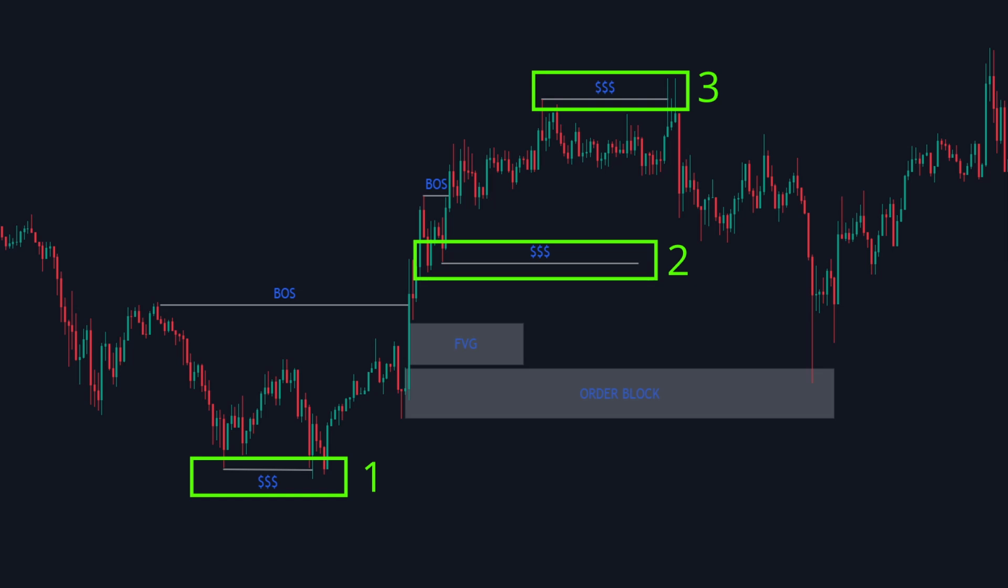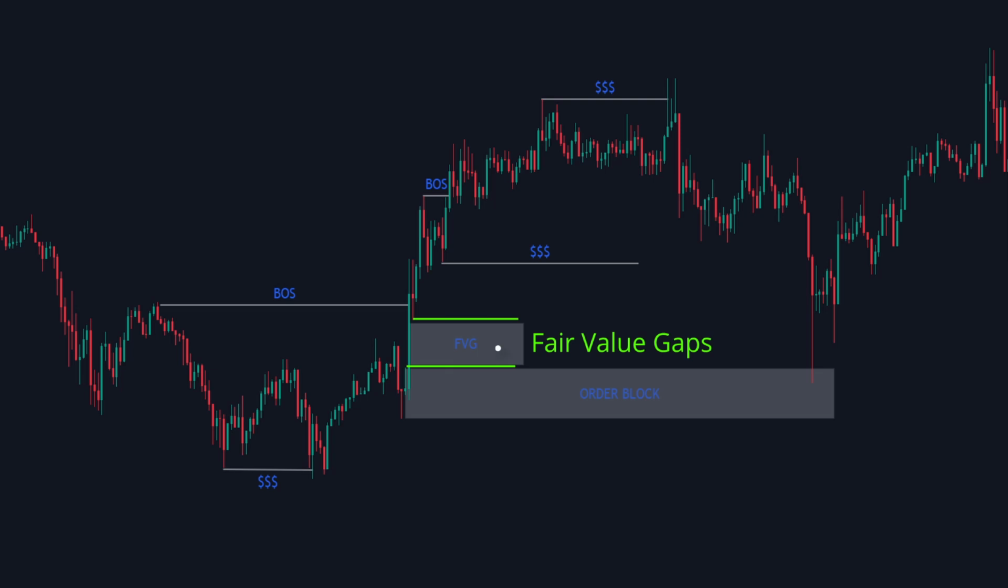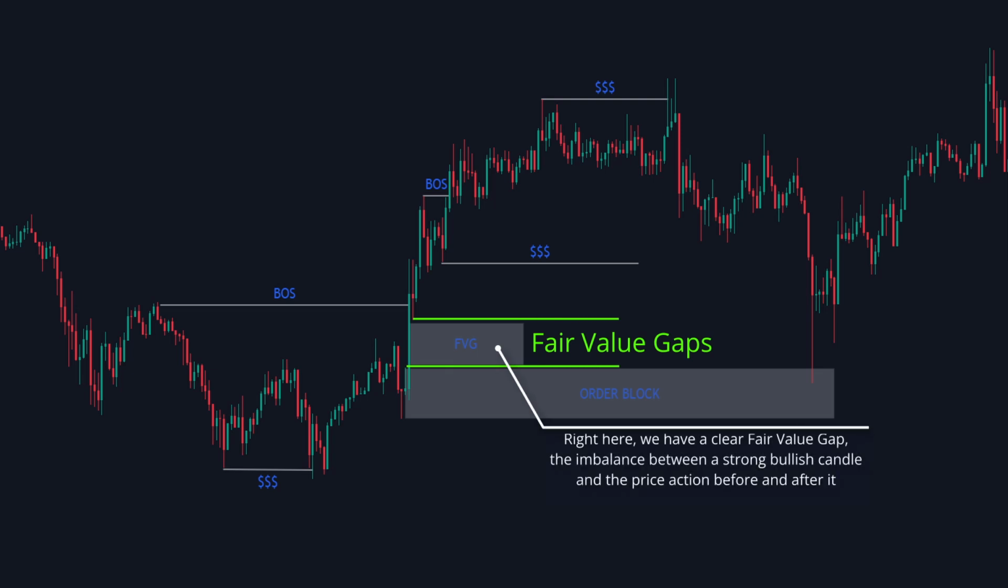The first dollar marks sell-side liquidity that gets swept before the bullish move. The second dollar lies above a short consolidation, and it's taken out next. The third dollar is just above a recent high, another typical liquidity grab. Right here, we have a clear fair value gap, the imbalance between a strong bullish candle and the price action before and after it. Price later returns to this gap to rebalance orders. This is often a great entry point for institutional traders.